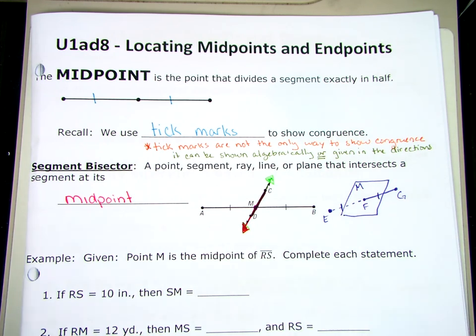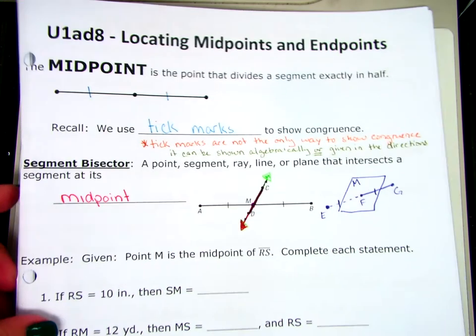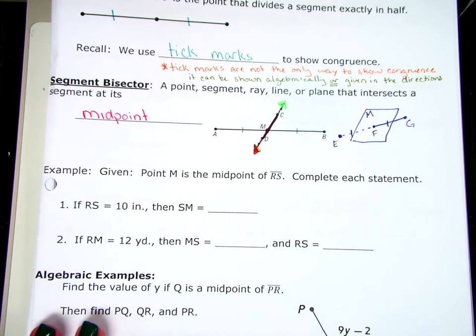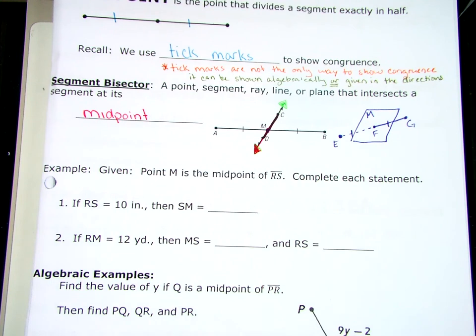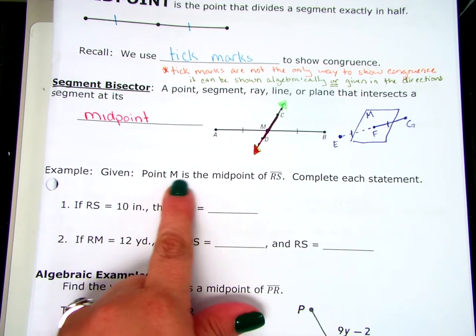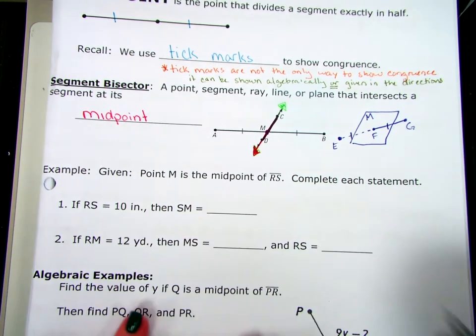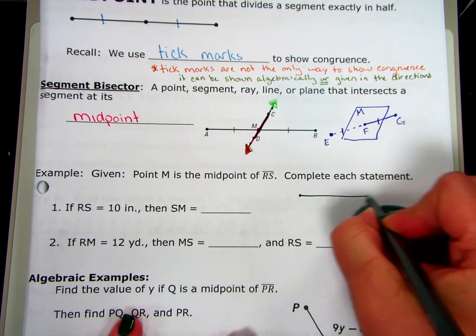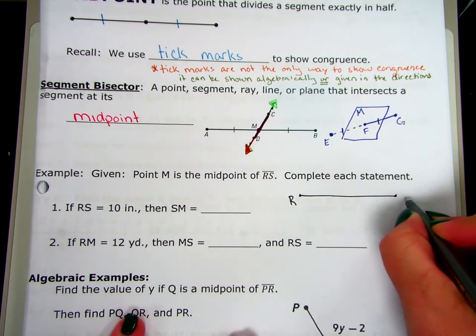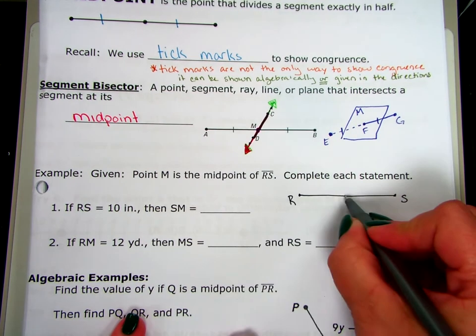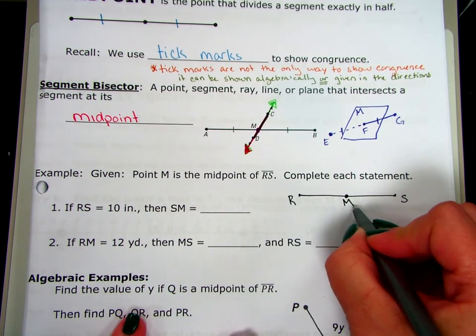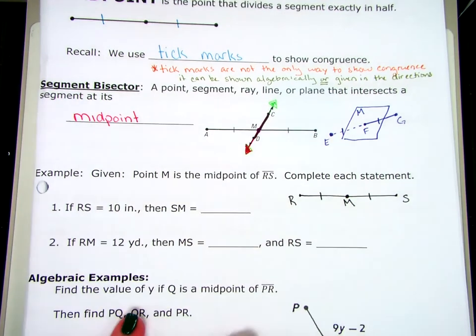It says given point M is the midpoint of RS. Complete each statement. Okay? Number 1, if RS equals 10 inches, then what does SM equal? The first thing I want to do, just because I don't want to mess my brain up, is I'm going to sketch this given part right here. Point M is the midpoint of segment RS. So I'm going to draw my little segment with an R and an S. And it tells me that M is right in the middle, which means I'm allowed to add tick marks.